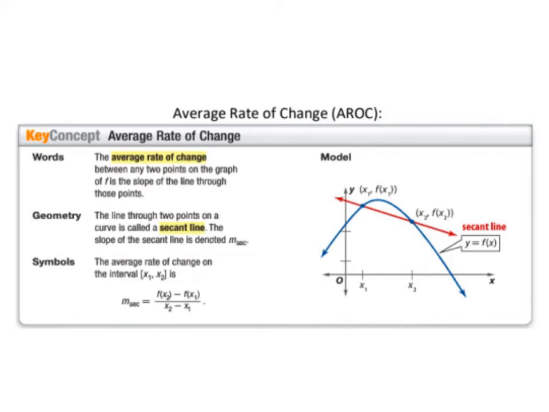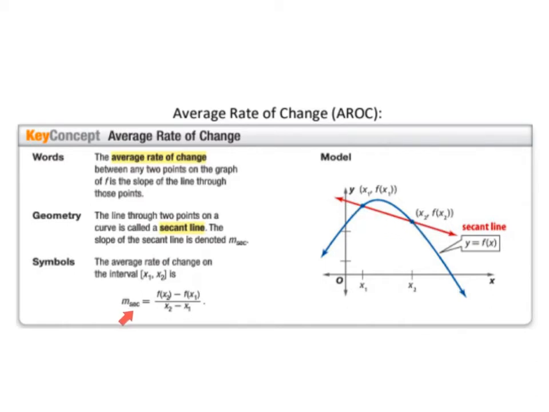In this video, we are going to look at the average rate of change of a function. And the average rate of change between any 2 points on a graph is just the slope of the line through those 2 points. So over here, if I want to know the average rate of change between this point and this point here, if I draw a line through those 2 points, I'm just finding the slope of that line. And that line is known as a secant line.